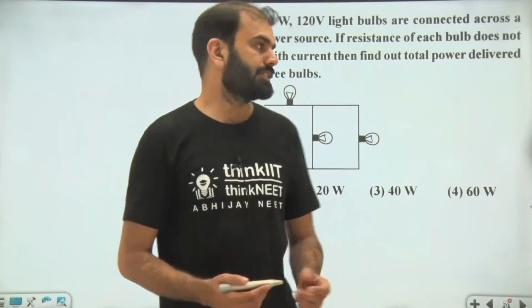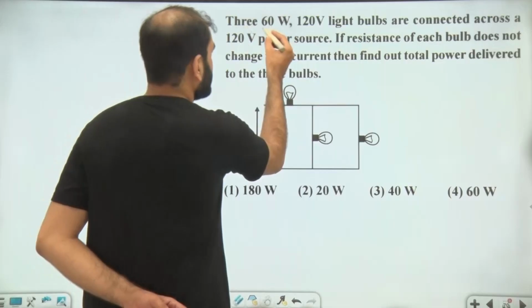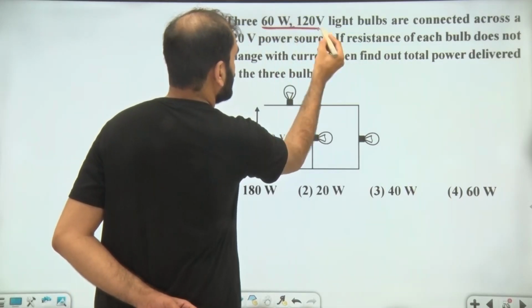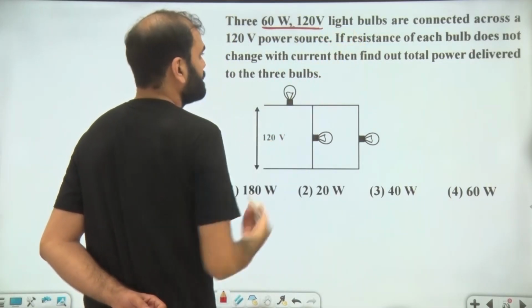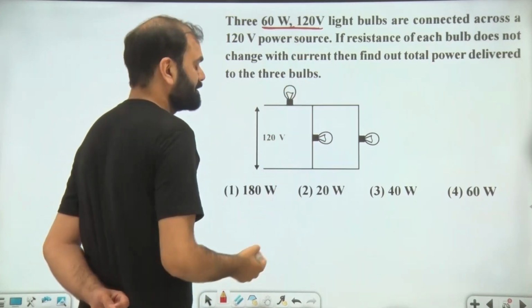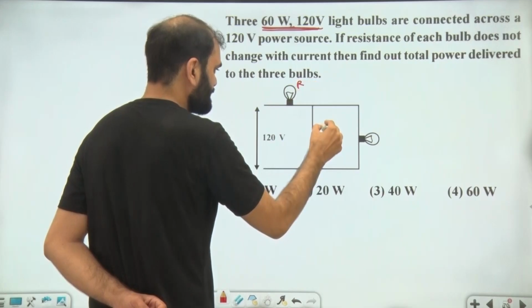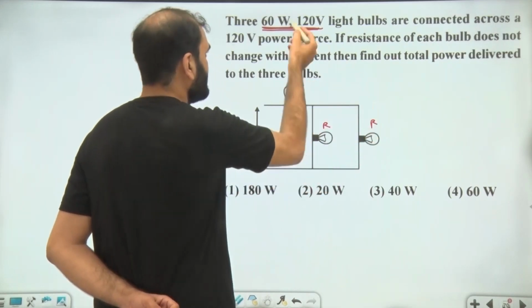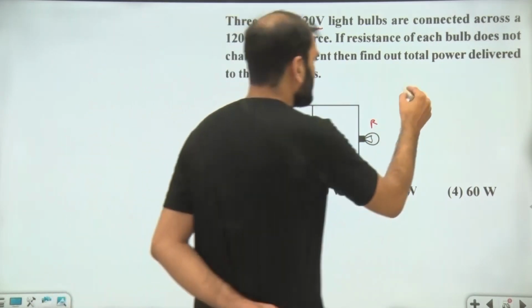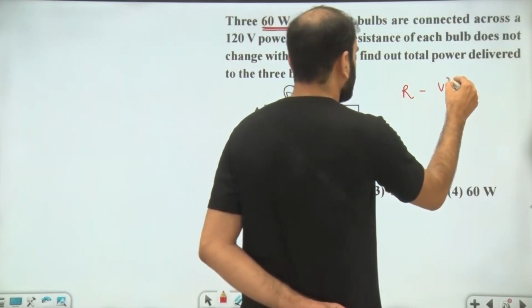Hello student, here is the question about 360 watt and 120 watt light bulbs. These three are identical bulbs, so you can say the resistance of each bulb will be the same. That's R, that's R, that's R. Here the rating is given to you, and R can be calculated by the formula V squared upon P.